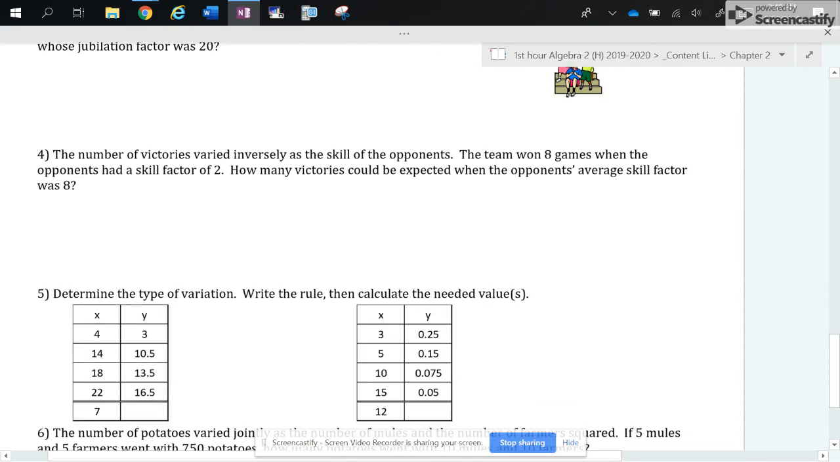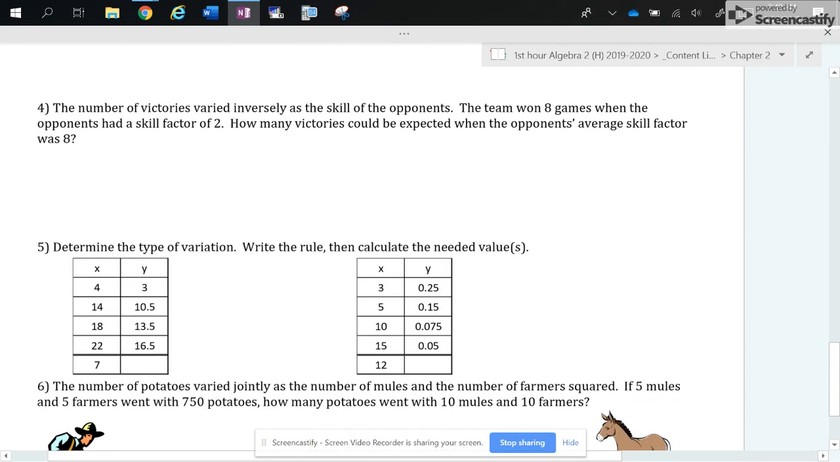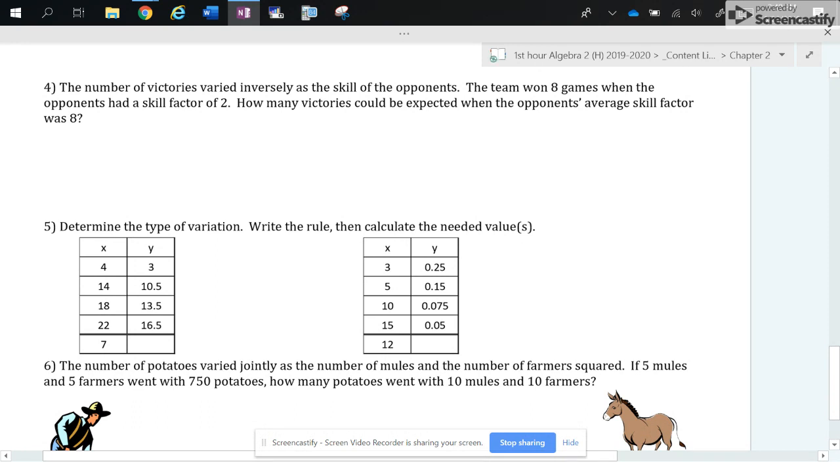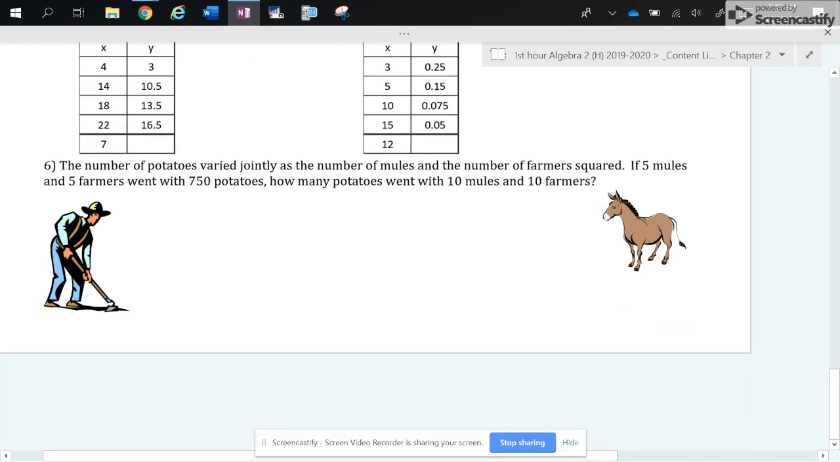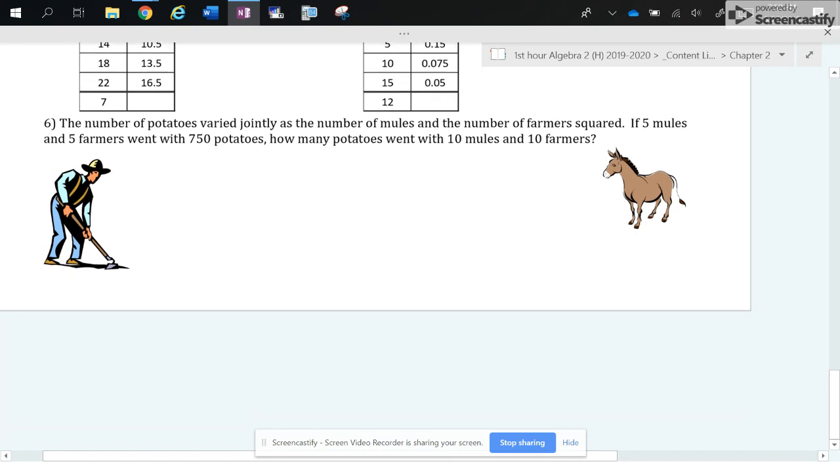Okay, we'll do one more. Let's go down to number 6. The number of potatoes vary jointly as the number of mules and the number of farmers squared. So the number of potatoes vary jointly as, and remember, joint variation is a double direct variation. So k times something else. So the number of potatoes vary jointly as the number of mules and the number of farmers squared. So I'll make sure I square the farmers.